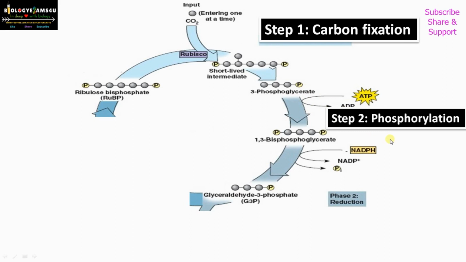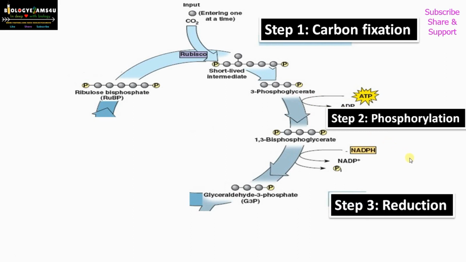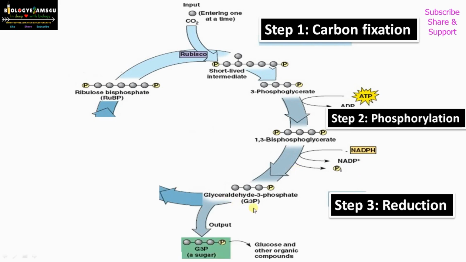Step 3 is reduction. In reduction, this 1,3-bisphosphoglyceric acid is converted to glyceraldehyde 3-phosphate. Acid is converted to aldehyde, where NADPH is oxidized to NADP. And this glyceraldehyde 3-phosphate, which is a very common metabolite inside the cell, is used to synthesize glucose. 2 glyceraldehyde 3-phosphate molecules are used to make a glucose molecule.